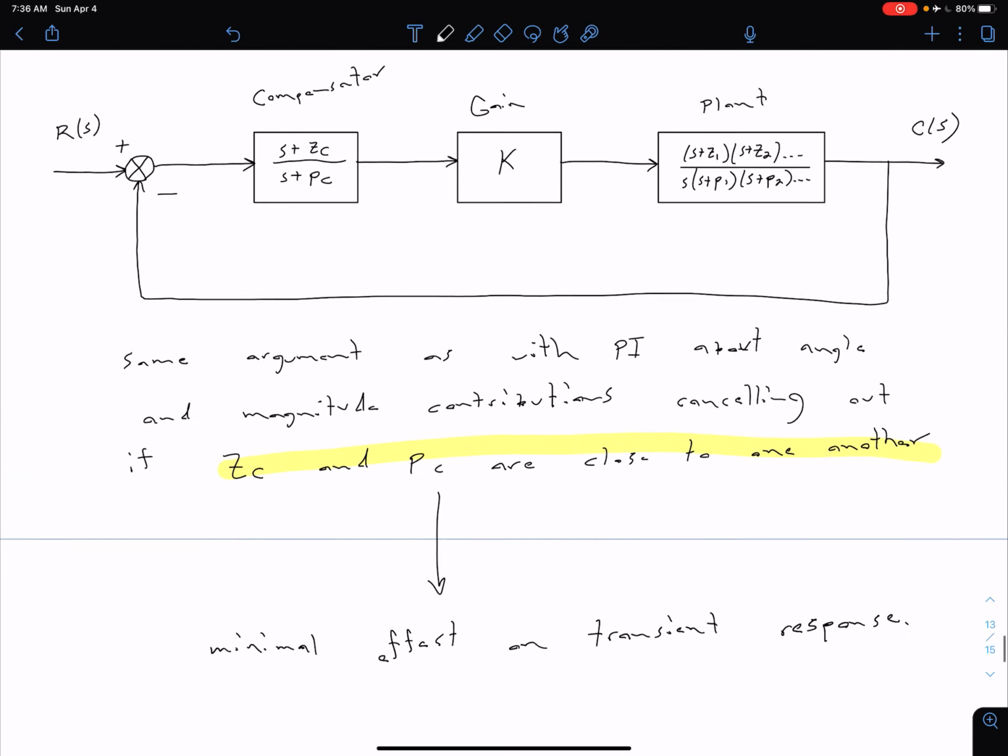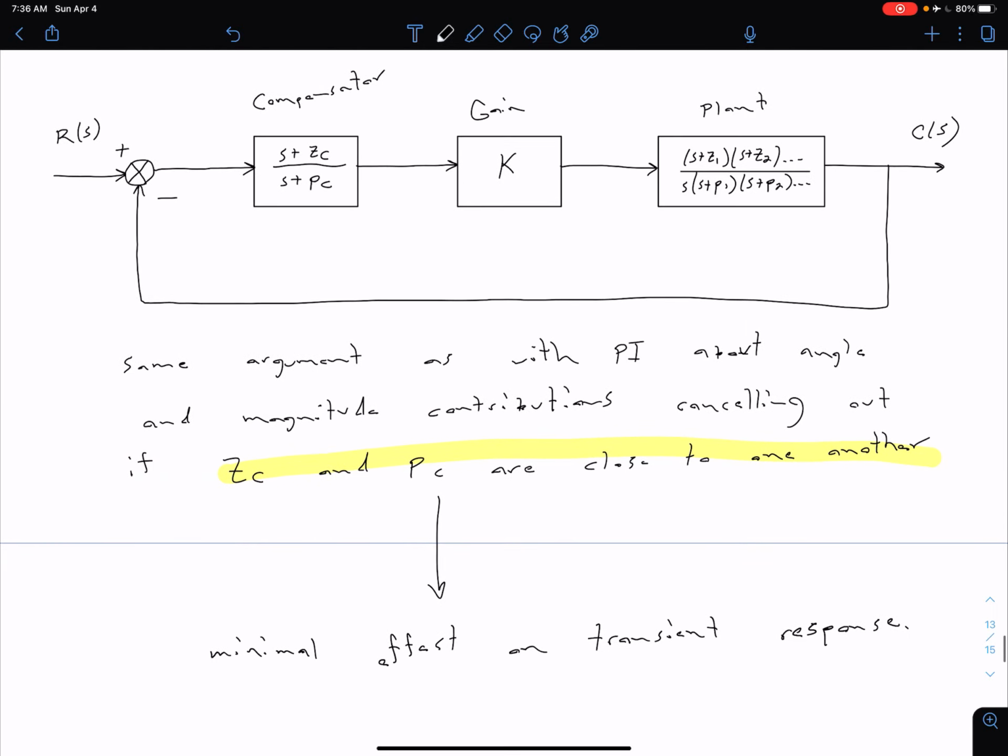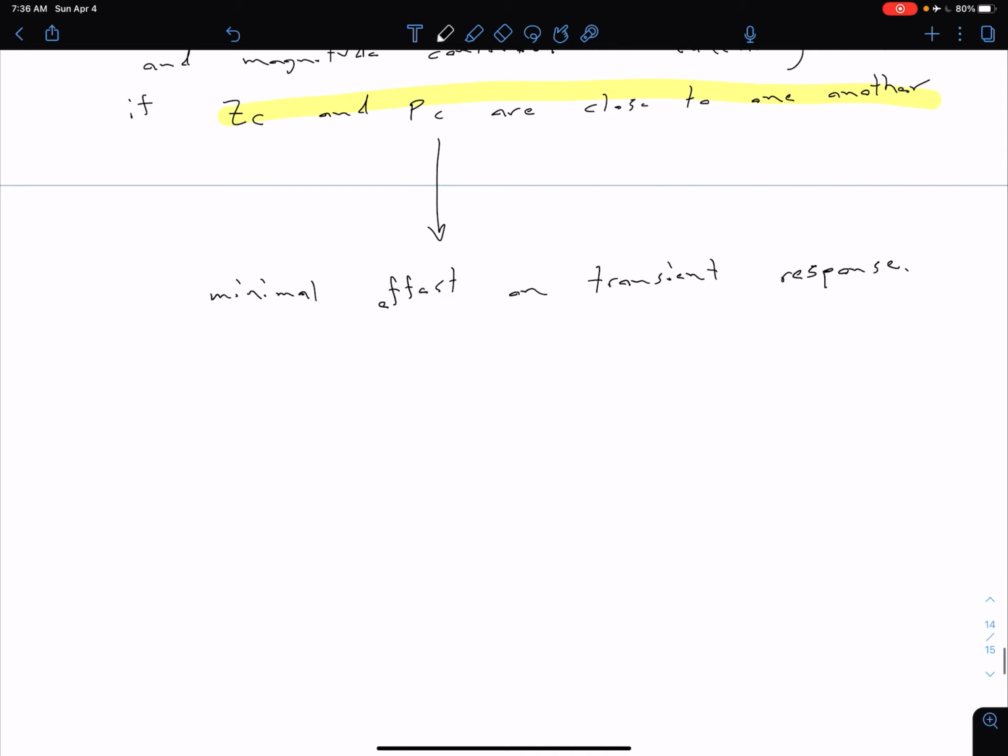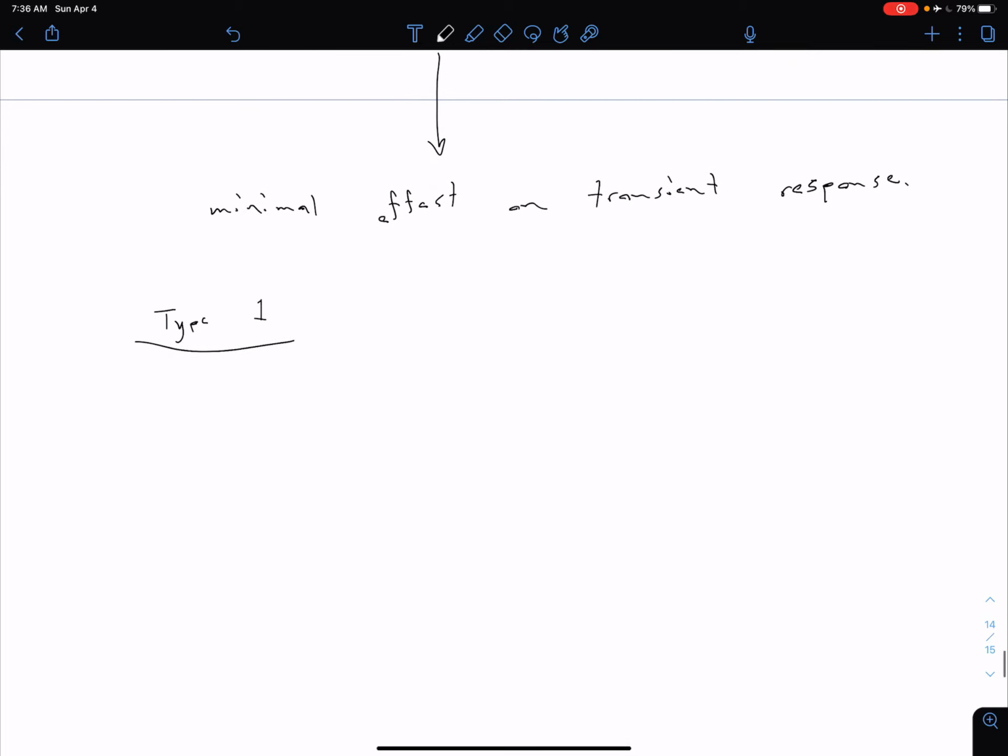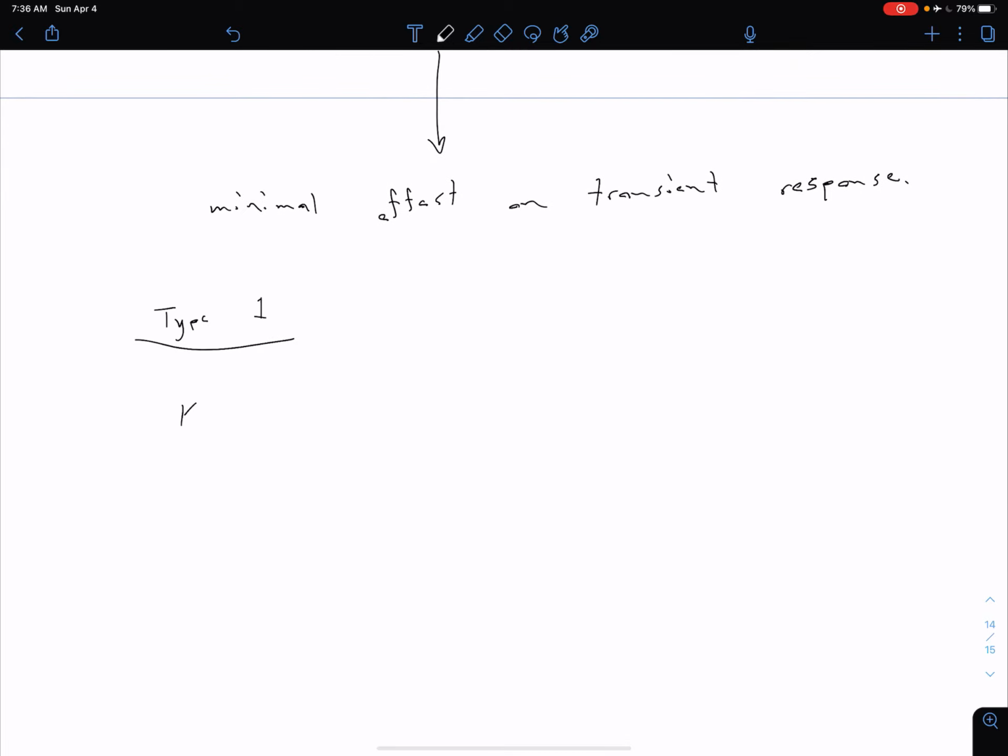Okay, so as I pointed out, this above diagram is a type 1 system. So we have a type 1 system above, and because of that, we know our relevant static error constant is going to be KV. Let's call our initial KV, KV naught, and this is before adding the compensator.